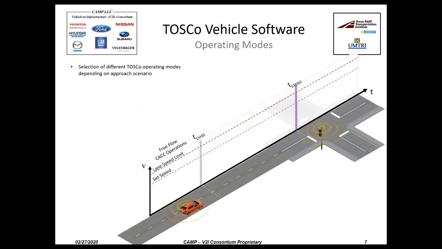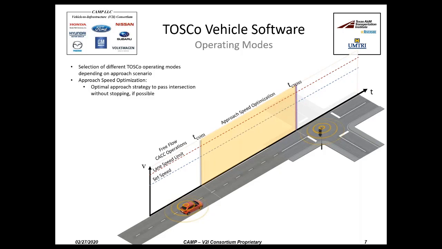So, as a vehicle is approaching the intersection, it has its set speed, that is the speed that the driver indicated that they prefer to travel. And once they enter communication range, they'll start receiving those messages I mentioned earlier, the SPAT, map, and RTCM GPS corrections.